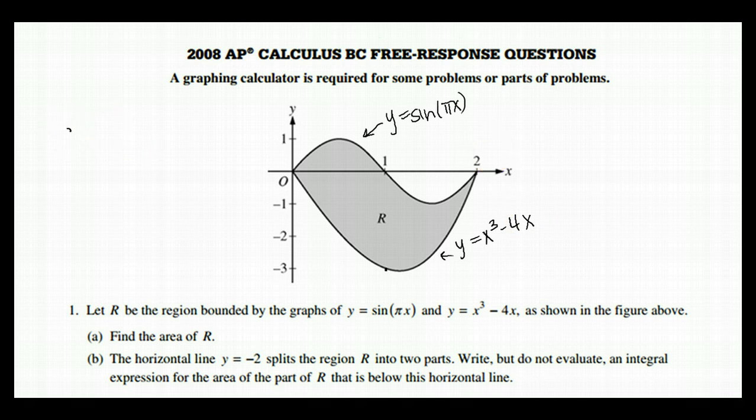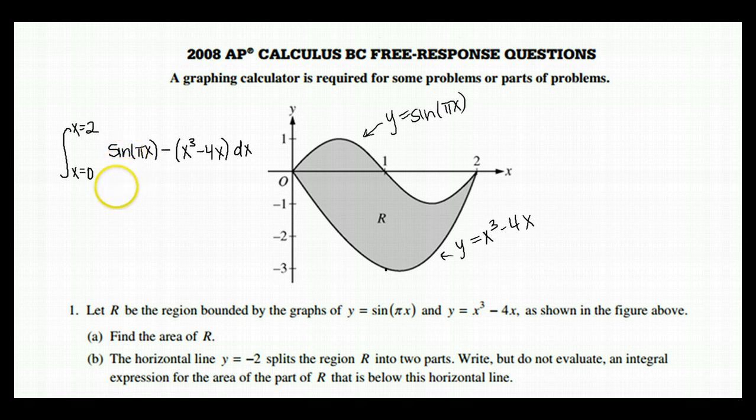So the integral we're going to set up here is the integral from x equals, we need limits of integration. So here, they've made it clear for us that the two functions intersect at 0 and 2. So our limits of integration are going to be x equals 0 and x equals 2 of the top function, so sine pi x, minus the bottom function, and we'll put that in parentheses, x cubed minus 4x dx.